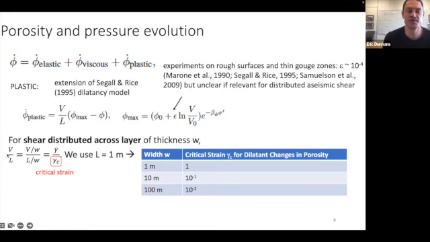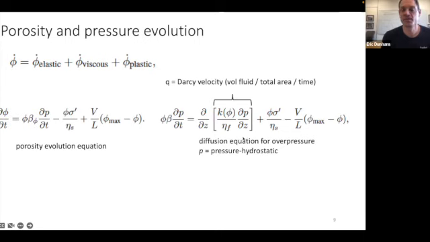But you can think of this V over L as a strain rate over a critical strain. This is if shear is distributed over some finite width zone. So you can kind of map this parameter L, assuming some width of that shear zone, into a critical strain for evolution, right? And this might be relevant if you have distributed shear or if you're thinking about things happening in a damage zone. You put that into fluid mass conservation and go through the usual steps, and you get your pore pressure diffusion equation with these source terms.